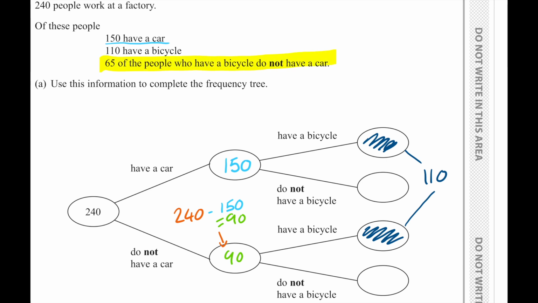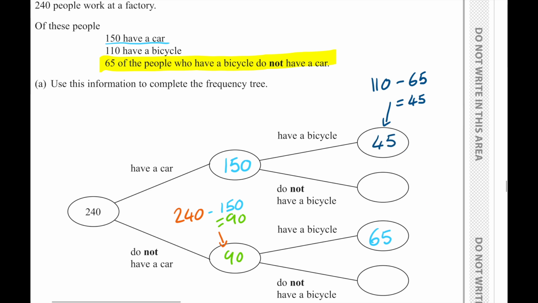The bottom line says 65 people who have a bicycle do not have a car. So not having a car is going to be these 90 people, and then they have a bicycle, which then tells us that this value just here is going to be 65, and I'm going to put that in there. We can now use the 110 information because we know that these two circles are going to add up to 110. So in order to find that top bit, we can do 110 minus 65, which then gives you 45. So I'm just going to put 45 in there.